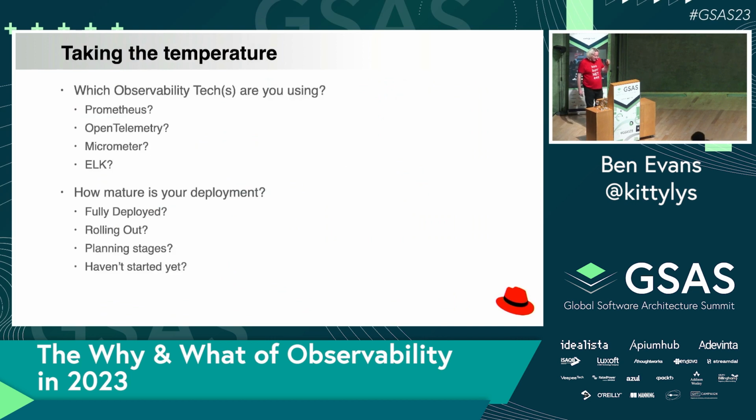So let's move on to taking the temperature. I always like to do this in my talks, and there's just about enough light for me to see everybody. So hands up if you are using, let's say, Prometheus as an observability technology. Okay, about 1/3 of the room. That's a bit less than I was expecting, but decent numbers.